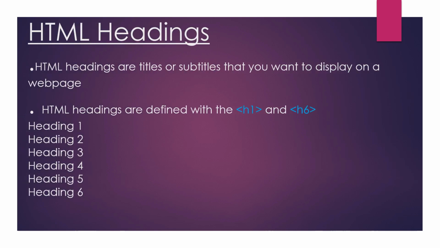Now let's talk about HTML headings. What are HTML headings? HTML headings are titles or subtitles that you want to display on a web page. HTML headings are defined with the H1 to H6 tags, and HTML offers 6 levels of heading tags. The first one we have is the H1, and the second one is H2, H3, H4, H5 and H6. The lower the heading level number, the greater its importance. Therefore, H1 is the largest heading and H6 is the smallest heading.